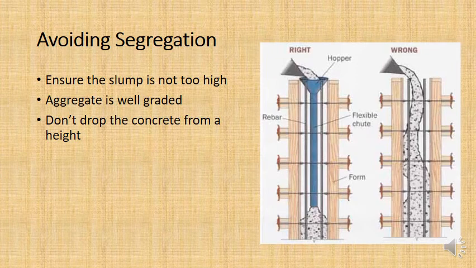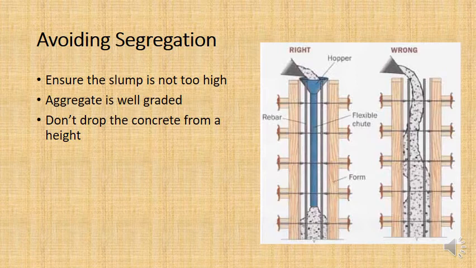So how do we avoid segregation? Well, one of the things is we've got to make sure the slump is not too high. If we have a very big slump, then it's going to be overly runny and it's going to lead to segregation. So that's the collapsed slump that I was talking about.